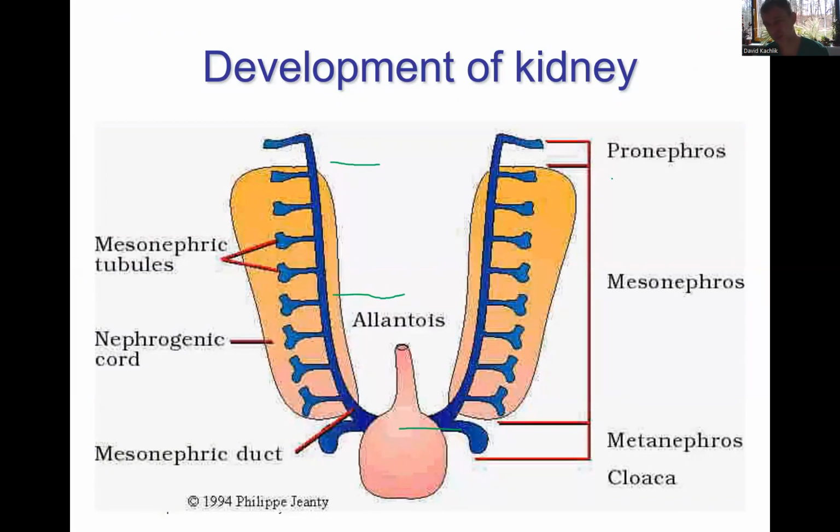You can see here that it develops not only in time, but also in space. So the first stage, the pronephros, develops in the cervical part. The mesonephros then develops in the thoracic part, and the metanephros in the lumbar part. And finally, the metanephros ascends. The development is closely related to the intermediate mesoderm and also to the cloaca, into which the primitive mesonephric duct of Wolff enters.